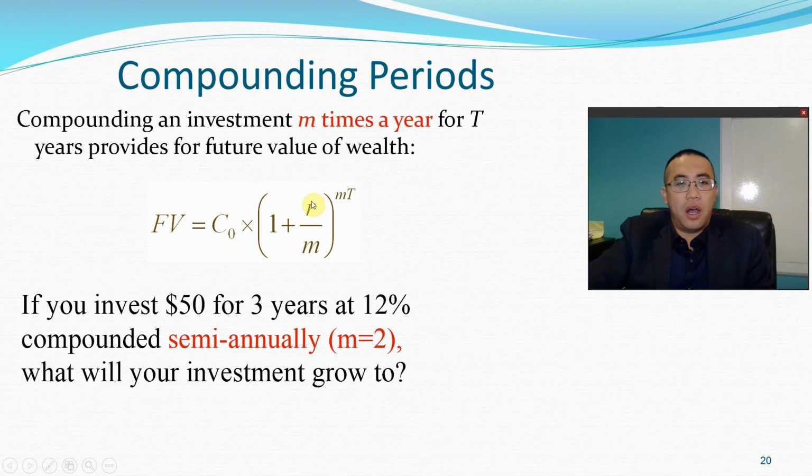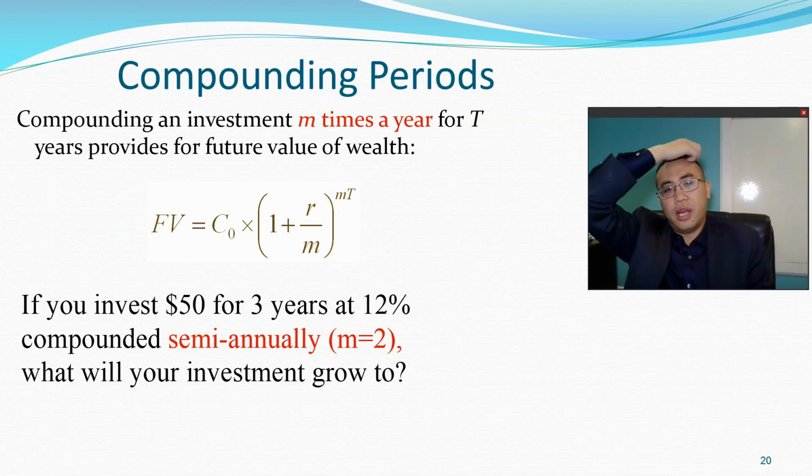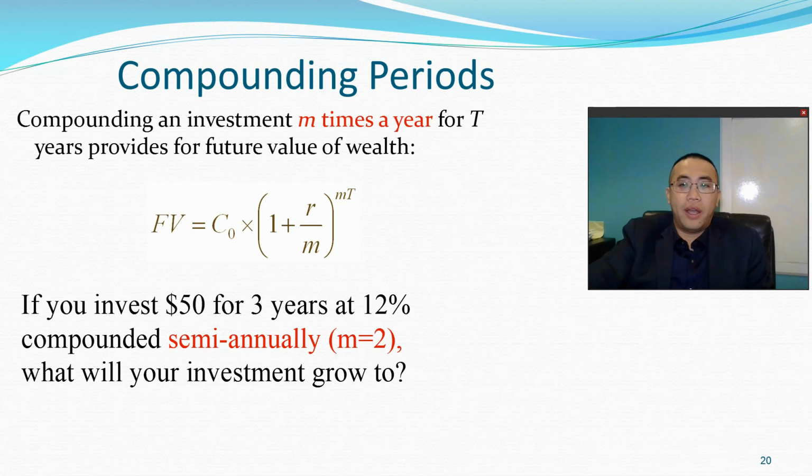So if you use R as 12%, still the annual rate, and m is 2, you're going to divide the 12% annual rate by 2 to get a 6% semi-annual rate. And then when you do the compounding, how many times are you going to do this reinvestment? You're going to do it not 3 times, not from these 3 years. You're going to do it 6 times. It's actually m, 2, times 3 years, so that's 6.